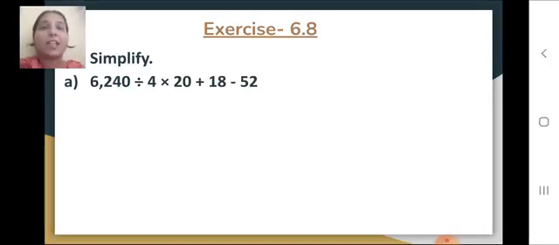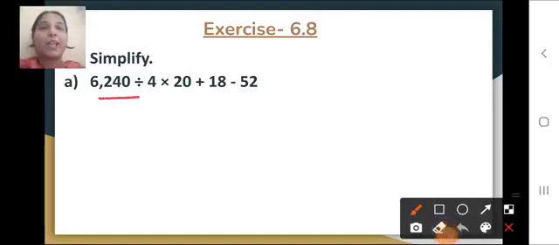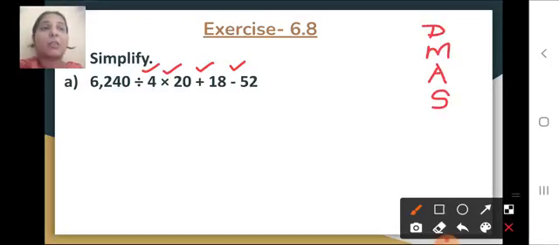So based on that, we will start with exercise 6.8. Simplify. Here you can see, children, 6240 divided by 4 multiplied by 20 plus 18 minus 52. Now you can see here we have division, multiplication, addition and subtraction. So which operation will we do first? As we discussed, first we will do division, then multiplication, then addition and lastly we will do subtraction.